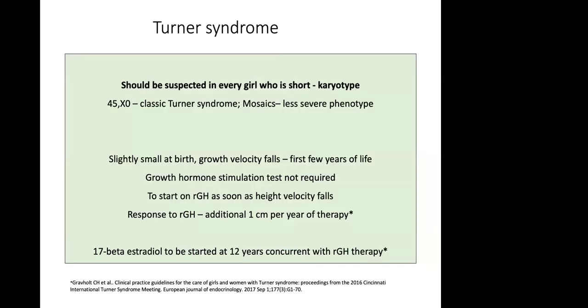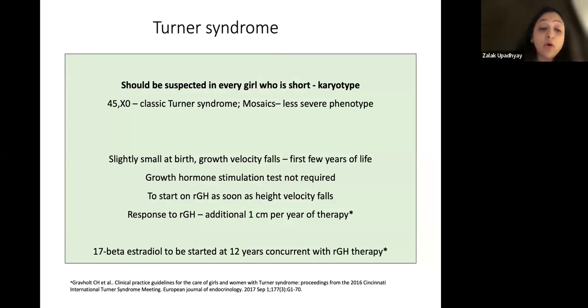And what did I say about any girl with short stature with suspicion of Turner? With unexplained cause of short stature, you are not able to find out what is the cause of short stature, you have to do karyotyping. Right?